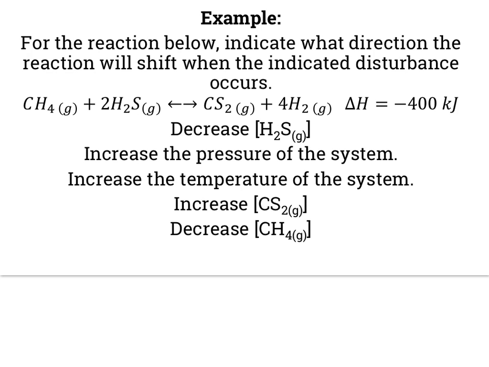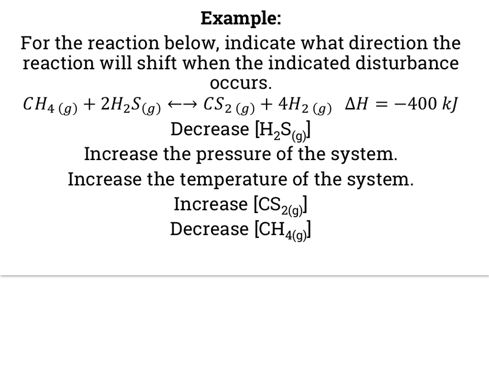All right, so for the reaction below, we got to indicate what direction the reaction will shift when the indicated disturbance occurs. There's your reaction. Okay, I'm going to let you try for about 2 minutes, maybe just one. I want you to think through a couple of these. Key thing you got to note, though, this is exothermic because our delta H is negative. Your notes talk to you about what exothermic happens. So try these, see what you got.